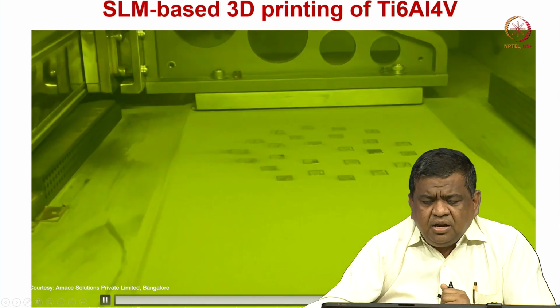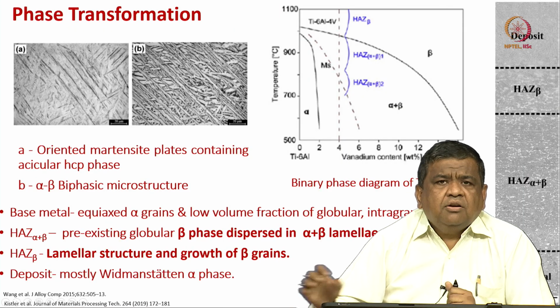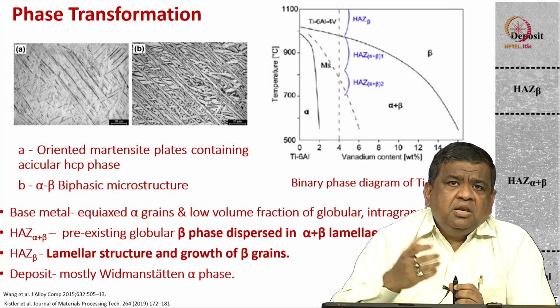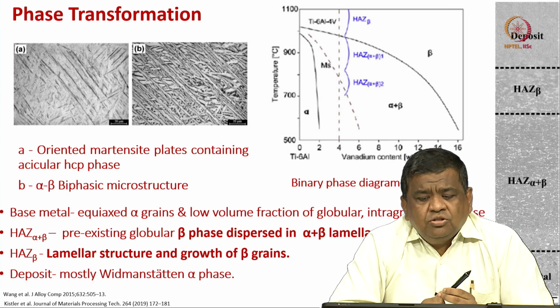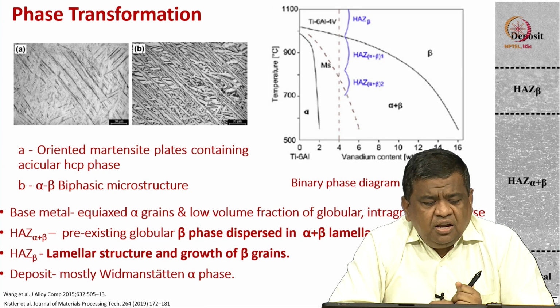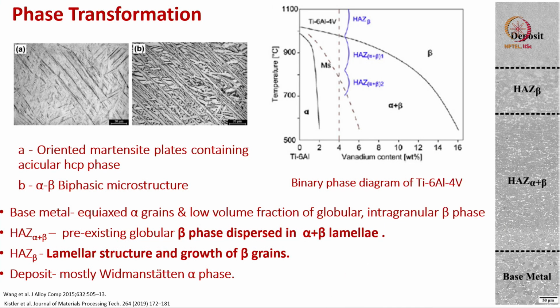After this video it should be more clear to you how the material experiences thermal history, and also repeated laser beam interactions. This is the typical representative microstructure of titanium 6 aluminum 4 vanadium. You can see these are the oriented martensite plates.